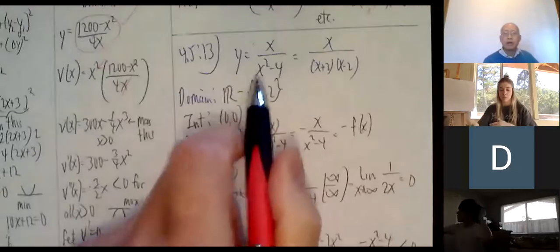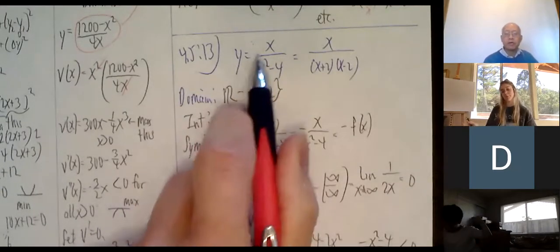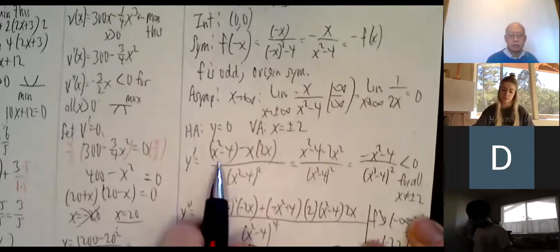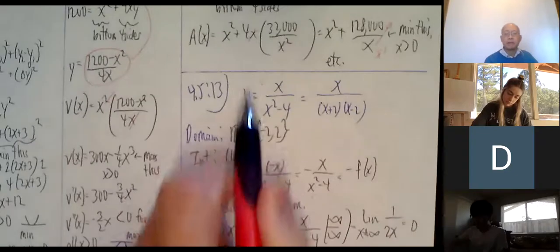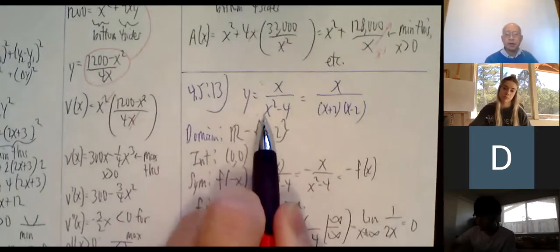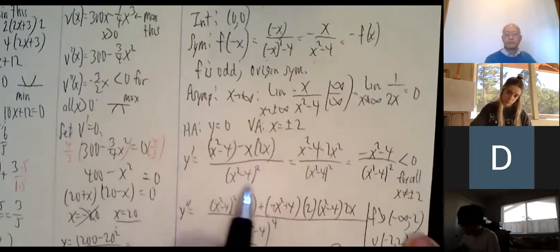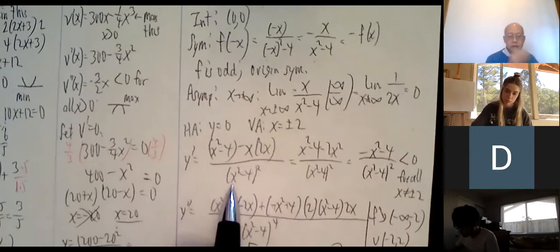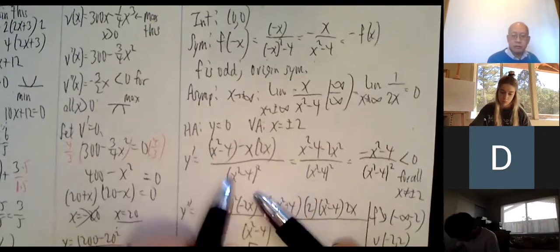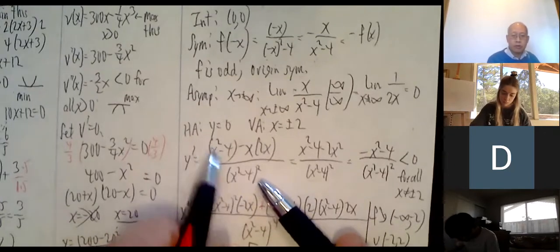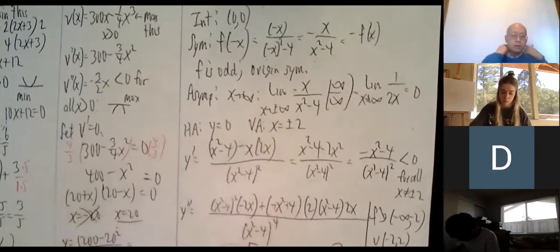So y prime: bottom times the derivative of the top, x squared minus 4 times the derivative of the top, which is just 1, so I don't even have to write it. Minus the top, x, times the derivative of the bottom, which is 2x, all over the square of the denominator. Okay, I think I mentioned this before. Don't cancel these out. You're not allowed to. You might say, oh, x squared minus 4, cancel x squared minus 4. Nope, can't do it with the minus.